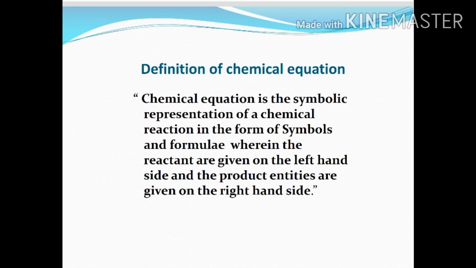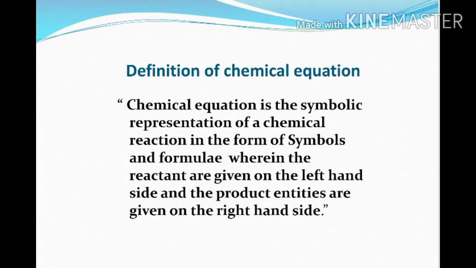What is a chemical equation? A chemical equation is a symbolic representation of a chemical reaction in the form of symbols or formulae. Clear? Chemical equation कुछ नहीं है, chemical equation सिर्फ symbolic representation है किसी भी chemical reaction का, जिसमें reactant entities हमेशा left hand side में लिखी जाती हैं और product entities हमेशा right hand side में लिखी जाती हैं.